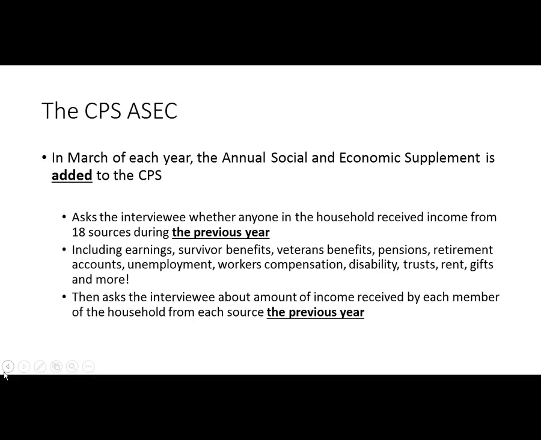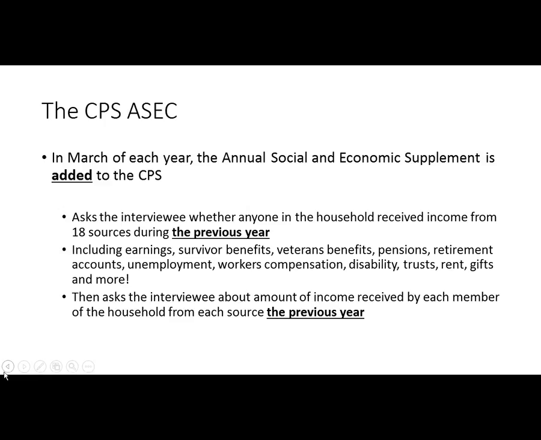Now, the CPS alone is not necessarily how we get our official income and poverty information. Once a year, in March, a supplement is added to the Current Population Survey, and this is the Annual Social and Economic Supplement, or the ASEC. So if you happen to get sampled in March, you will have this supplement added to your CPS interviews.